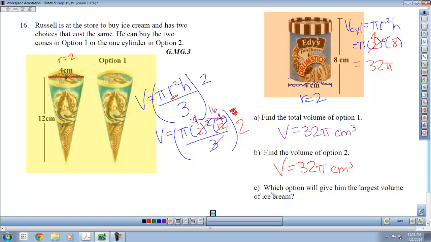And now it says which option will give him the largest volume of ice cream, and what should we notice? They give him the same amount of ice cream. Now this might not necessarily happen on the test. If one gave him more, you would say which one gave him more, but in this case they are the same. So in a way, does it really matter which kind he buys? It really doesn't, in terms of how much ice cream he will get.